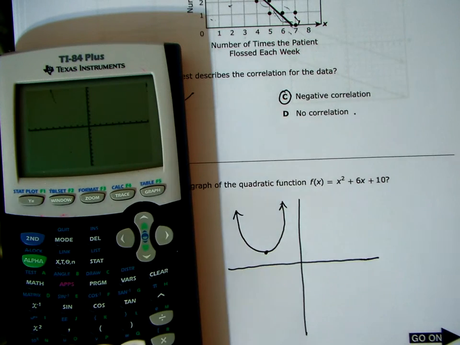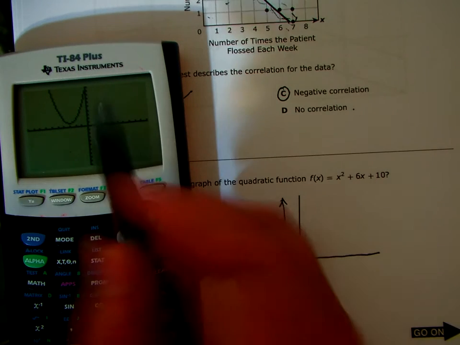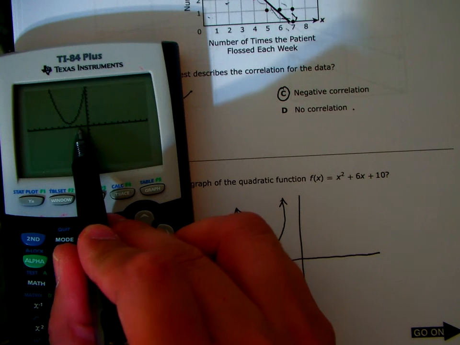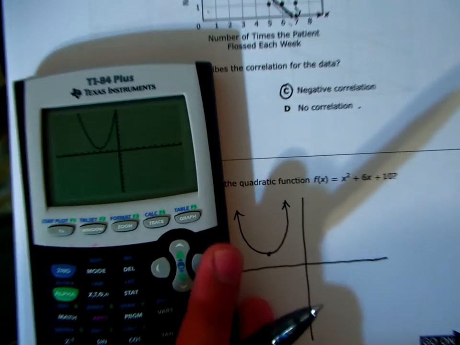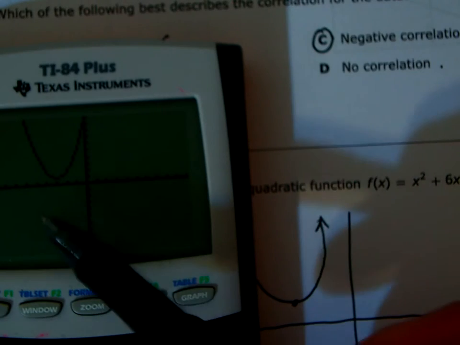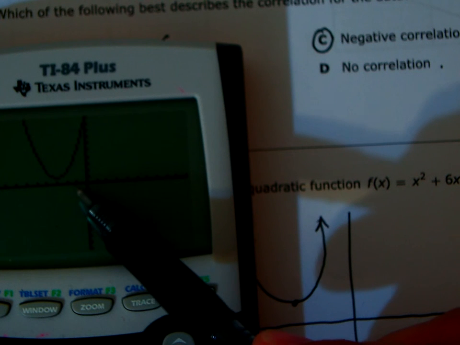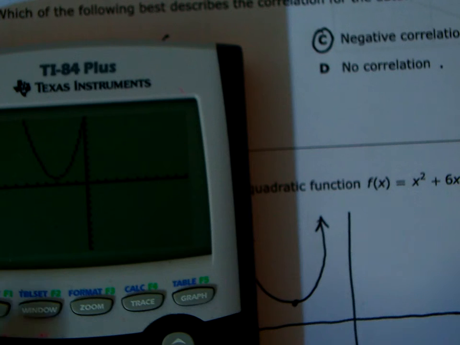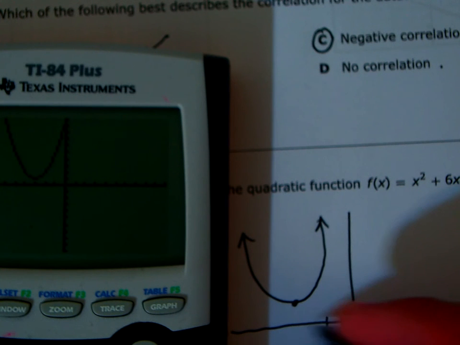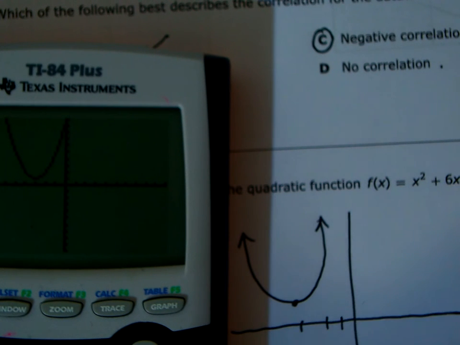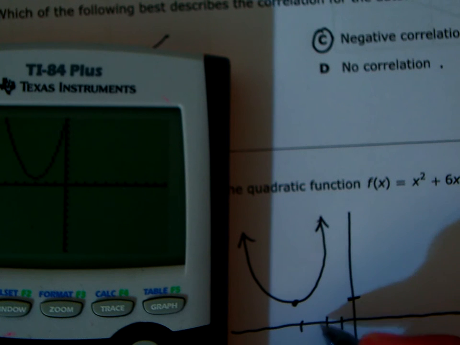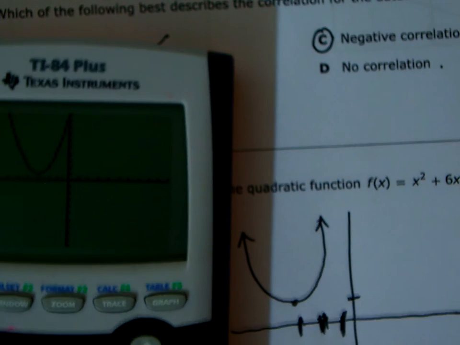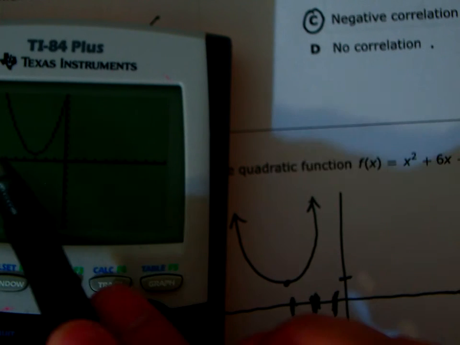Push graph. As you notice, it's 3 to the left, 1, 2. Let me zoom it in. See right there? It's 3 to the left, 1, 2, 3, and then 1 up. So I'm going to draw 3 dashes, 1, 2, 3. Kind of off a little bit, but 1 up. As you see in the video, it's 3 to the left and 1 up.